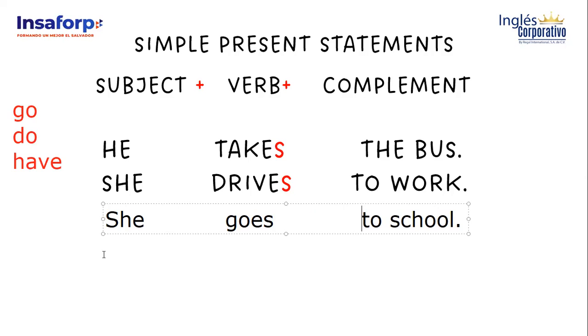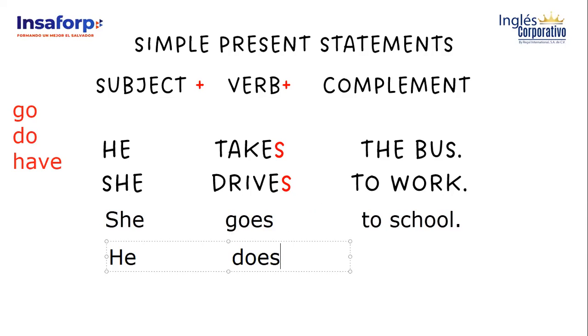Let's say that we have do. Let's make a sentence using this verb. He does. Let's say that he does the laundry. Do you know what is the meaning of laundry? What is laundry? Lavandería. Ah, muy bien.